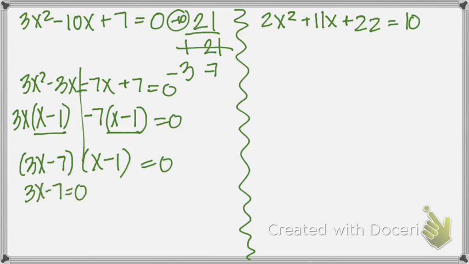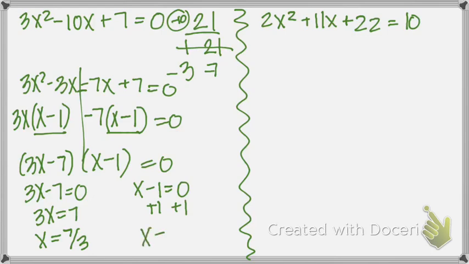3x minus 7 equals 0. X minus 1 equals 0. When I solve this, I get 3x equals 7. Divide both sides by 3. X equals 7/3. Add 1 to both sides. X equals 1.